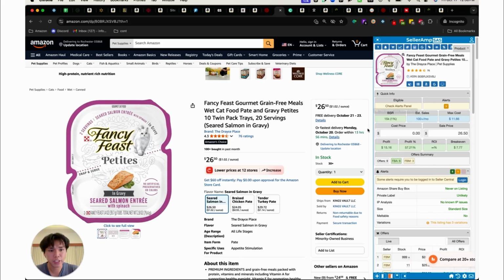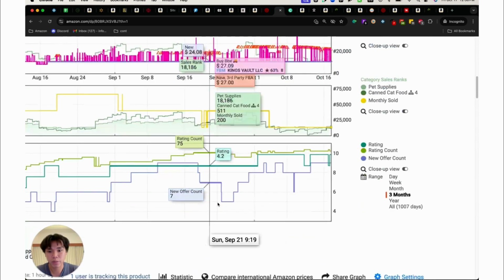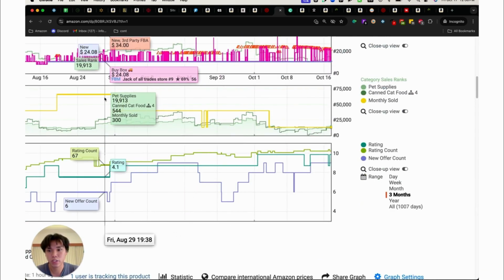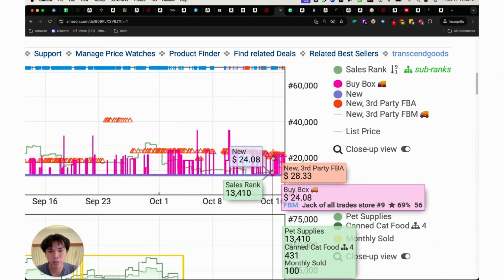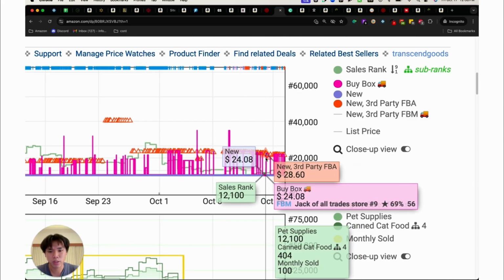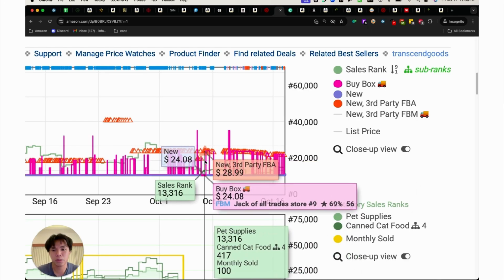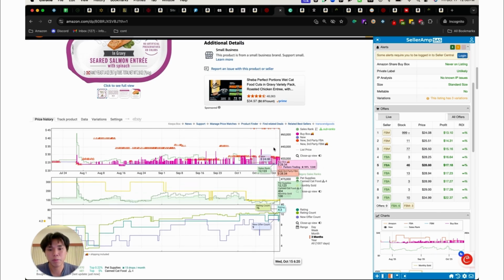But this cat treat here, Fancy Feast Gourmet Grain Meals. So this was 100 sales a month. Still very good. Buy box, I really like this buy box. Very stable over time. It actually hit 200 sales, 300 sales, but usually it's around 200-300 sales. This month is 100, but very stable buy box here. $24 FBM, $28 FBA. That's what usually it looks like. The FBM prices are a little bit lower than FBA just because of the fees, but Amazon customers will pay a little bit more just for the premium.